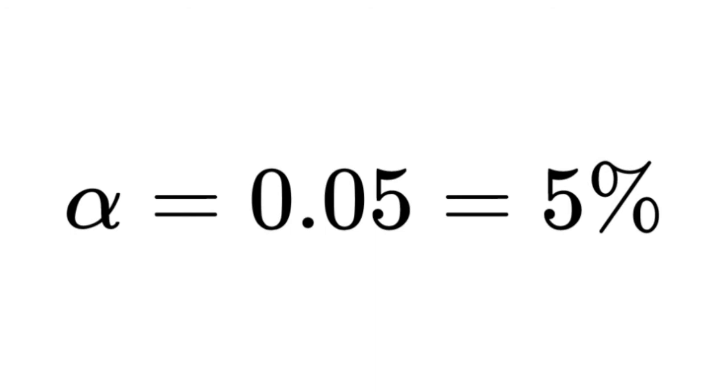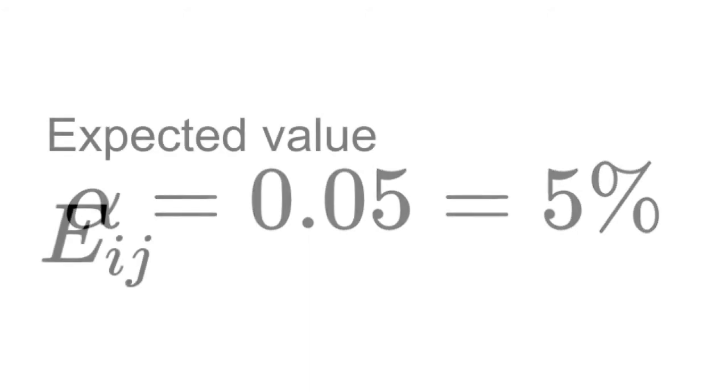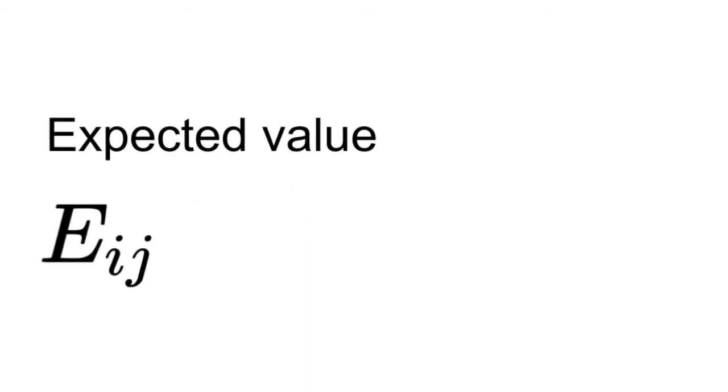And now we of course have to calculate the test statistic. But before we can do that, in the case of a chi-square test, we first need to calculate the expected value for each cell of the contingency table.